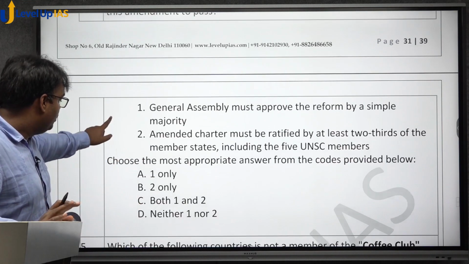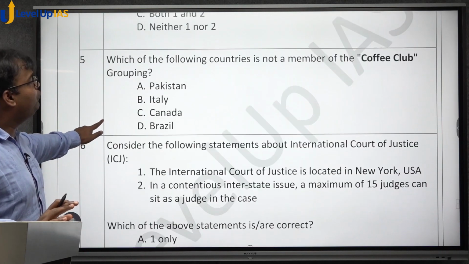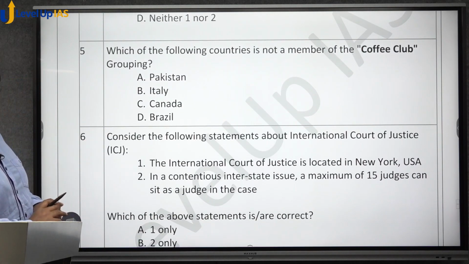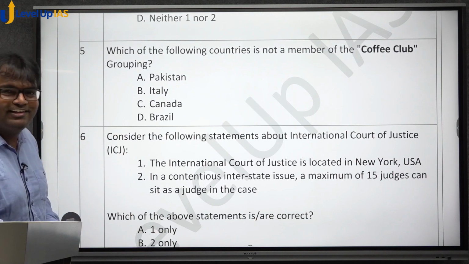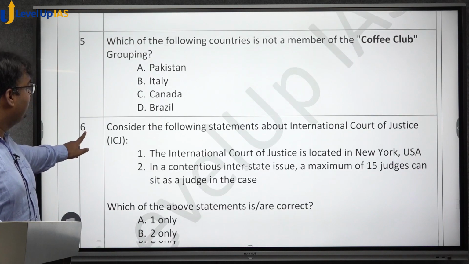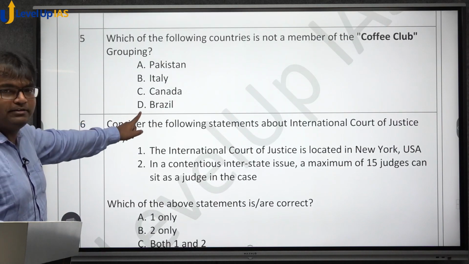Clear? Question number 5. Which of the following country is not a member of Coffee Club? D, Brazil. Brazil, G4, right? So answer of question number 5 is D, Brazil.